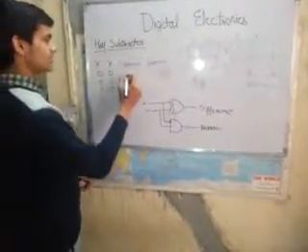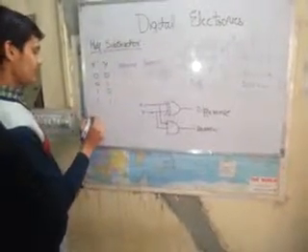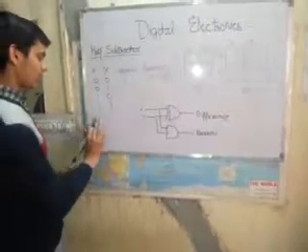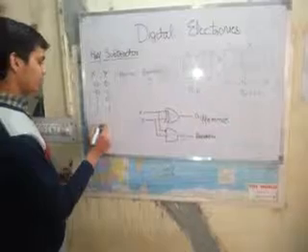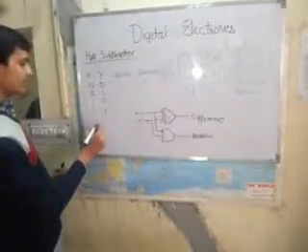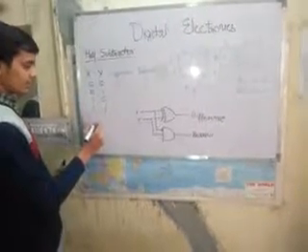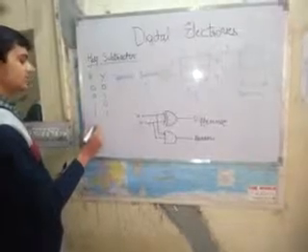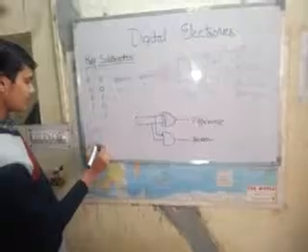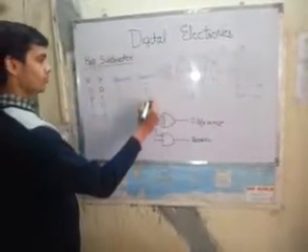0 minus 0 is 0 and no borrow. 0 minus 1: obviously a higher bit cannot be subtracted from a lower bit. So 0 minus 1 as such is not possible, so we have to take a borrow, and taking the borrow it becomes 1 0. In binary digits the borrow turns it into 1 0. So when we subtract 1 from it, we get 1. So the difference is 1 and the borrow is also 1.